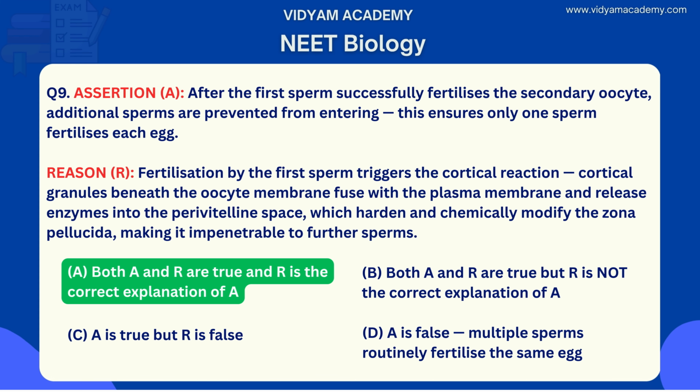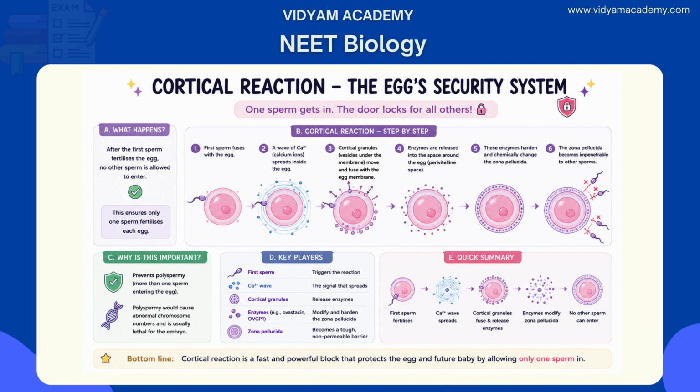Option A. Both A and R are true and R is the correct explanation of A. Why? Polyspermy, more than one sperm fertilizing the same egg, must be actively prevented because it would result in an embryo with an abnormal number of chromosomes, which is almost always lethal. This prevention is not passive, it requires an active cellular response. Reason R is also true because it gives the exact molecular mechanism.